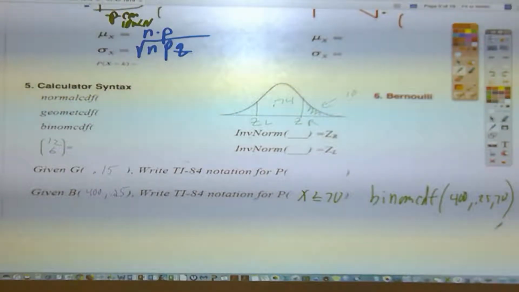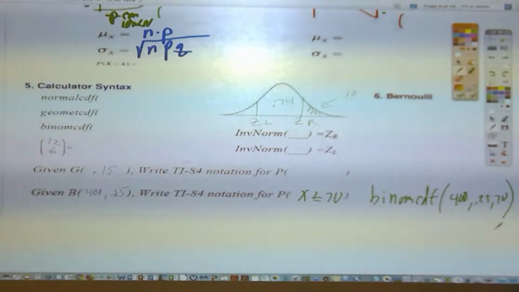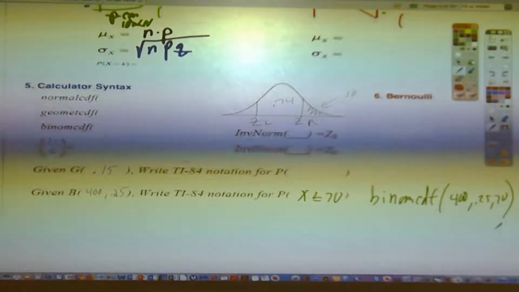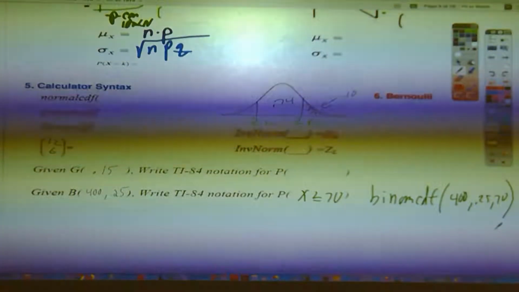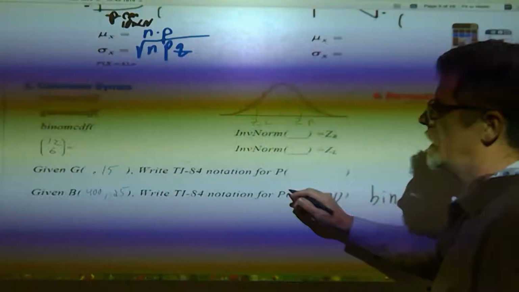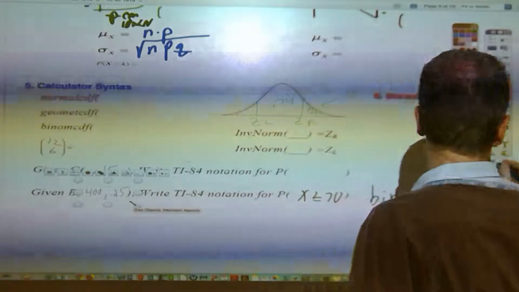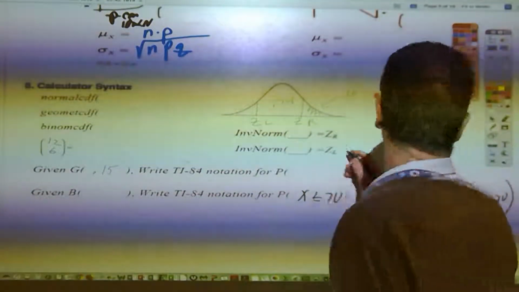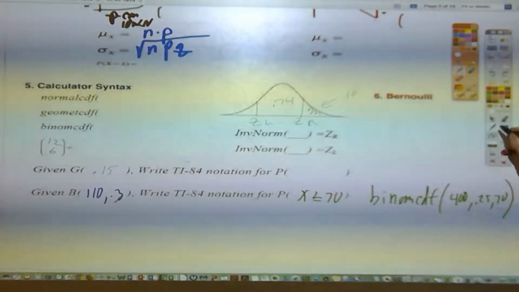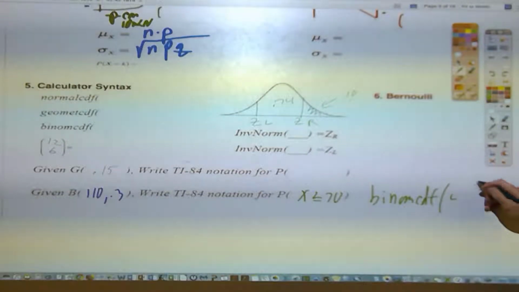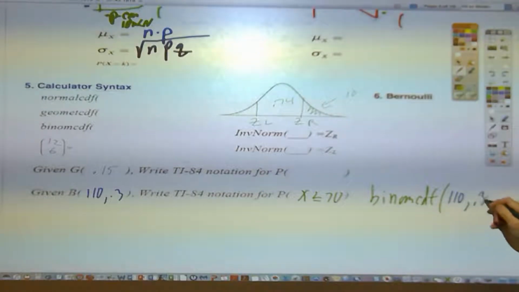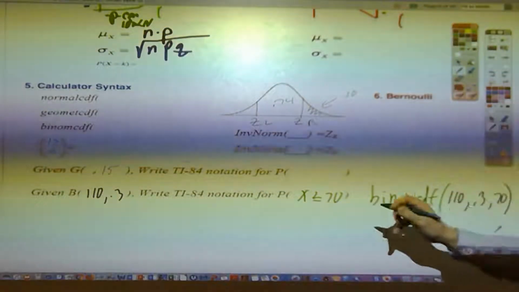And just to get an extra example out of this, I thought you had 70 here. Where'd you get 400? Oh, you have different numbers there too, okay. On yours, you have 110 and 0.3. Okay, so let me change that on mine. So that it says 110, 0.3. 110 and 0.3 is what it is on your paper. So your n, p, x would be n is 110, p is 0.3, and 70.